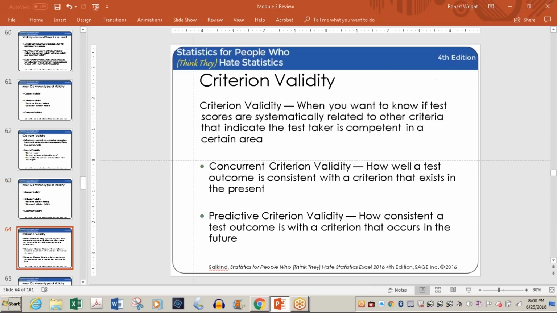Here's a little longer explanation of criterion validity. You want to make sure that the test taker is competent in a certain area, and you want to relate that to the criteria that you've established. Concurrent deals with what's happening in the present. Predictive is what's happening in the future.